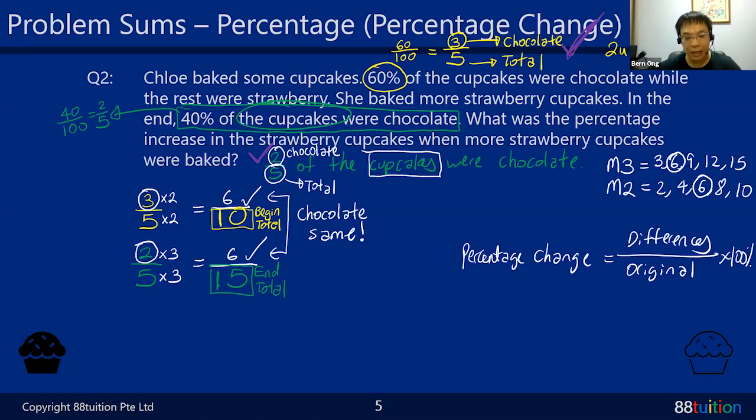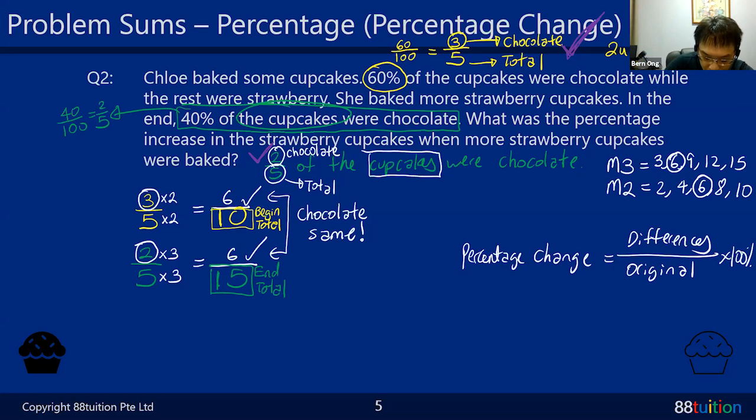Now you have to find the differences. But you're talking about strawberries, so let's look for the strawberries. Answer is 20%? Is the percentage increase 20%? No, not true. 125%, that's correct. Good job.